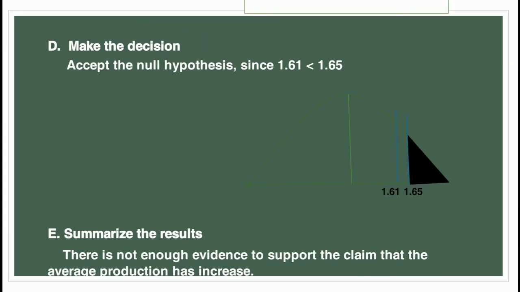For the fourth step, make the decision. The decision is to not reject the null hypothesis, since 1.61 is less than 1.65. As you can see in the illustration below, the test value is less than the critical value. For the last step, summarize the results. There is not enough evidence to support the claim that the average production has increased.